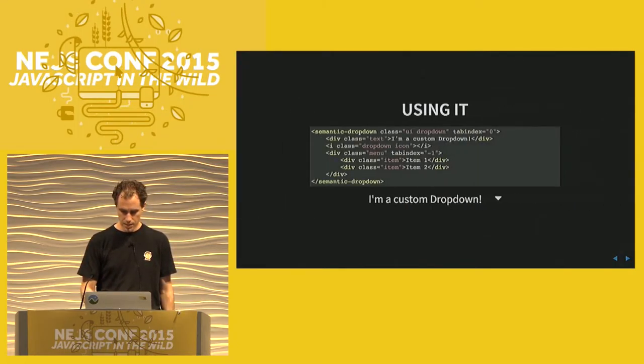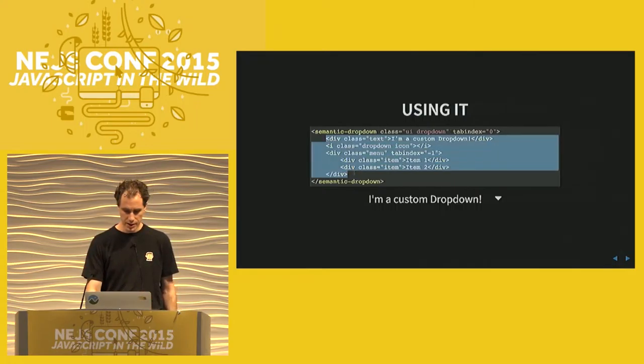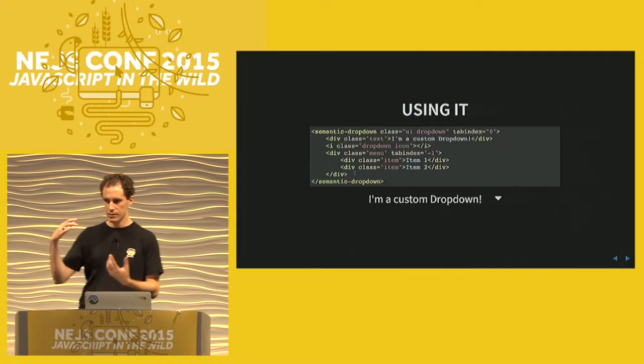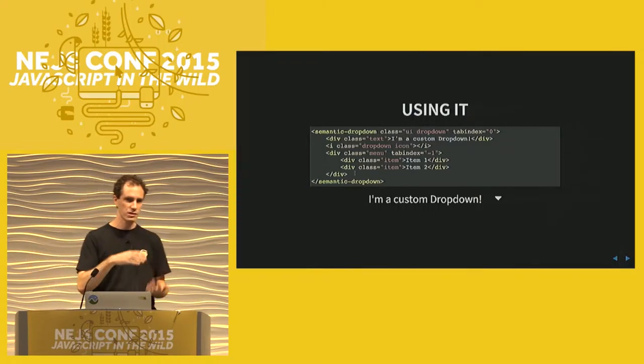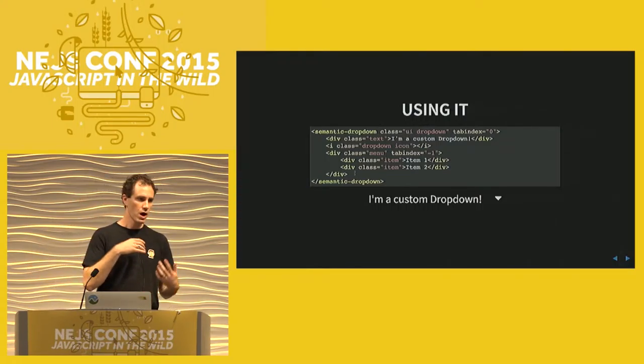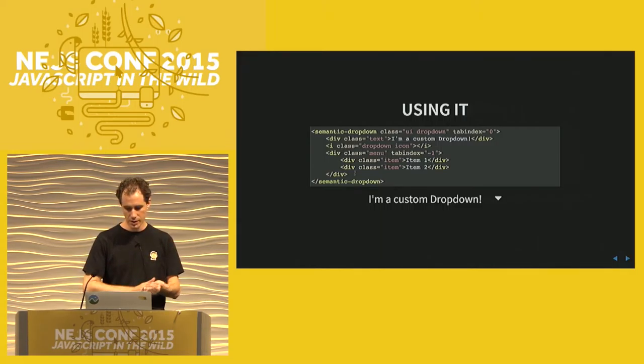And then I use it, right? So I've got my semantic-dropdown. Remember that dash is important. I've gone ahead and added the class because I'm a good user, but I can also not do it. I can make it fault tolerant. And then I have all this stuff under here. This internal stuff is just normal internal things, right? So you can access those things inside your custom element, but you don't encapsulate that in a special thing like Shadow DOM. That's where Shadow DOM would come in.